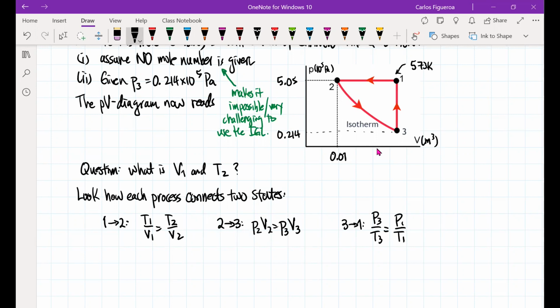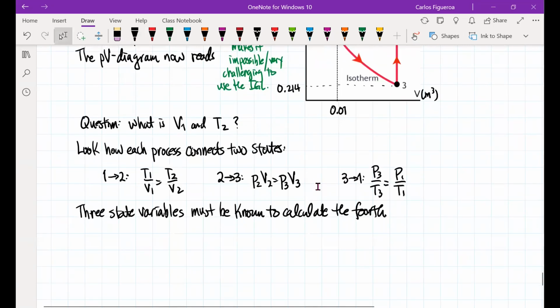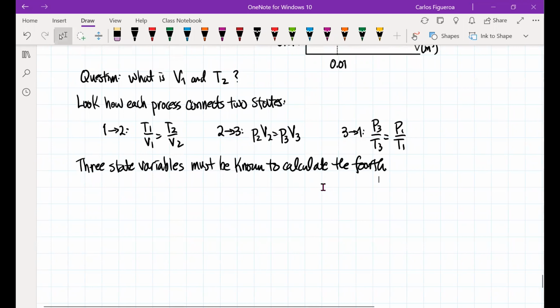So that means that if I look at these processes, 3 state variables must be known to calculate the fourth. So let's go look at that. So the first thing that I look at is state 1. Oh, no, not state 1. So I'm going to look at the process. I'm going to look at the isobaric process.